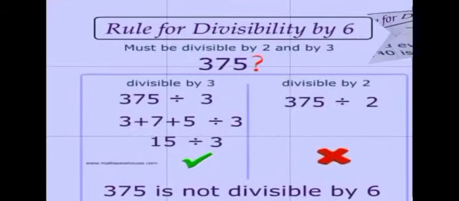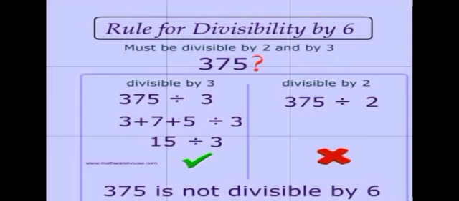Now the rule for divisibility by 6: the number must be divisible by 2 and by 3 both. Look at the example. Here the number is 375. If we apply the divisibility test of 3 to that number, the sum of digits is 15. So 15 is divisible by 3.